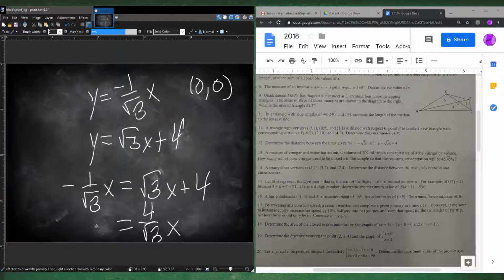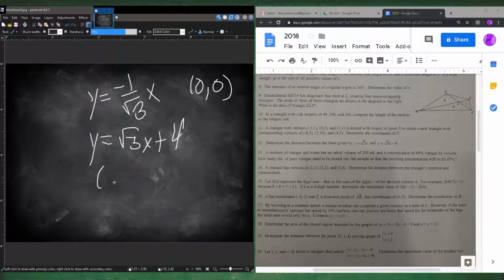Move 4 to the other side, so that gets negative 4. So you kind of see it. x has to be multiplied by negative square root 3, right? So then you cancel out the square root 3 on the bottom, and you have that negative to make that negative 4. So your x is negative square root 3. Okay.